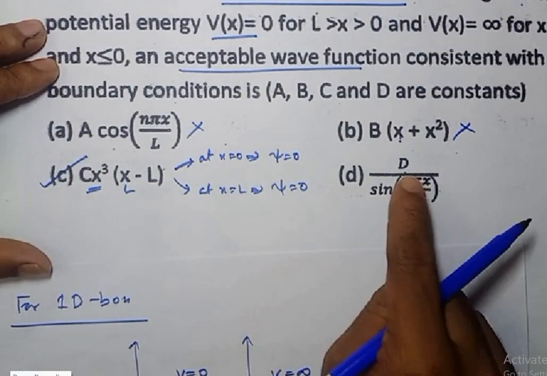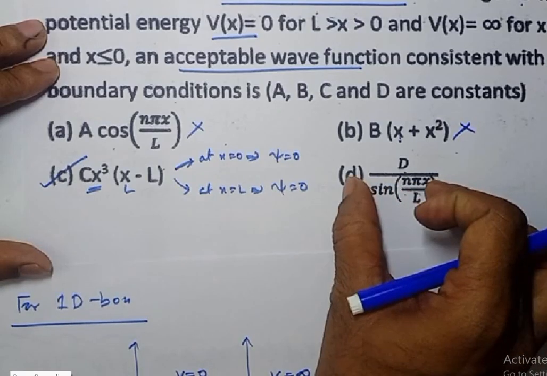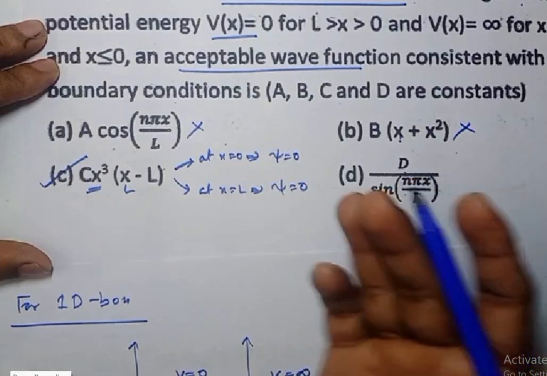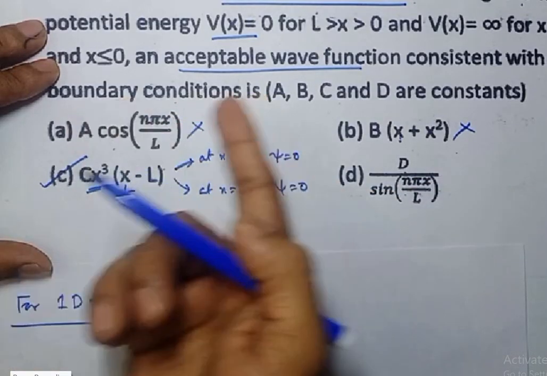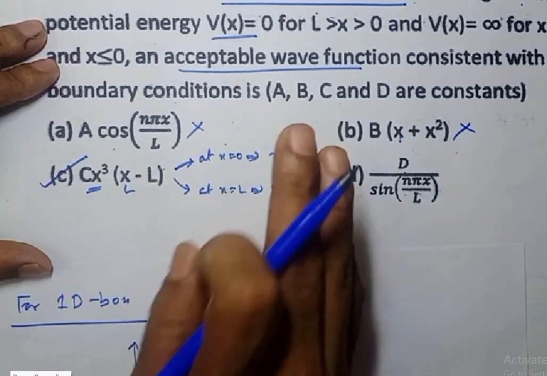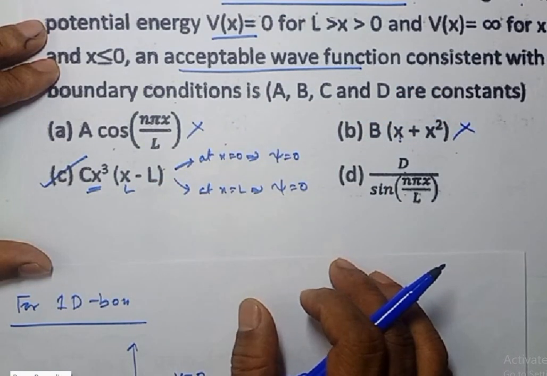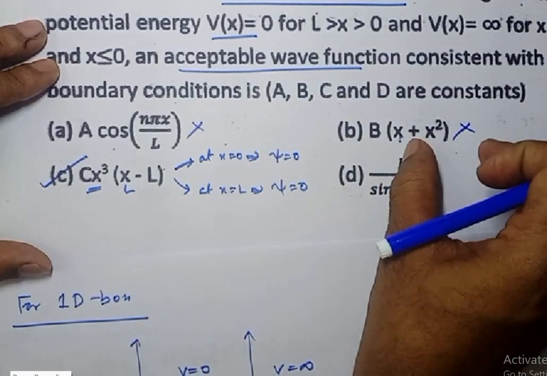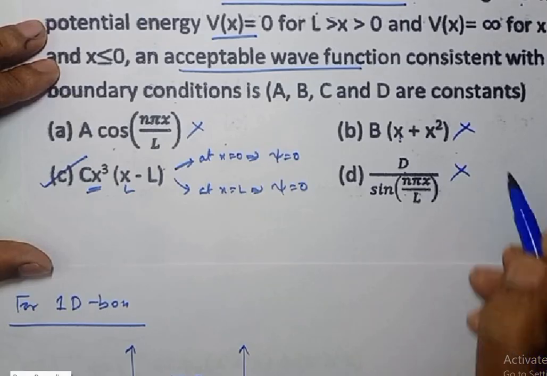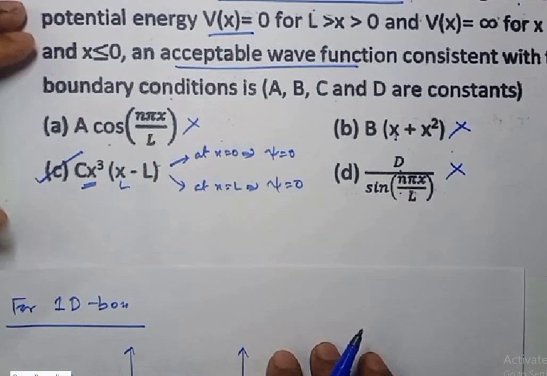What about option D? In option D, 1 by sine is given. If you bring this sine to the numerator, you will get sine inverse. You know very well, for a box with the boundary condition x equal to 0 and x equal to L, the wave function should have sine n pi by L in the numerator. But if you bring this sine to the numerator, you will get sine inverse. That is not allowed. So this is not an acceptable function. Among the four, the only acceptable function is option C.